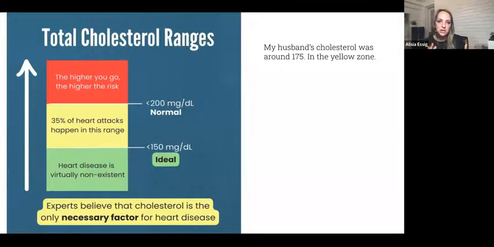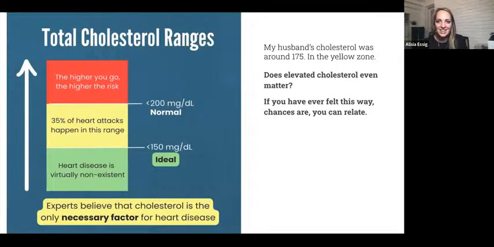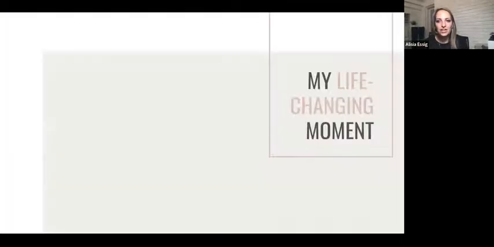I'm sure it is in some way, but you can always, always, always change your diet. You can always improve your cholesterol and it matters. It matters. So if you've ever felt this way, chances are you can relate.